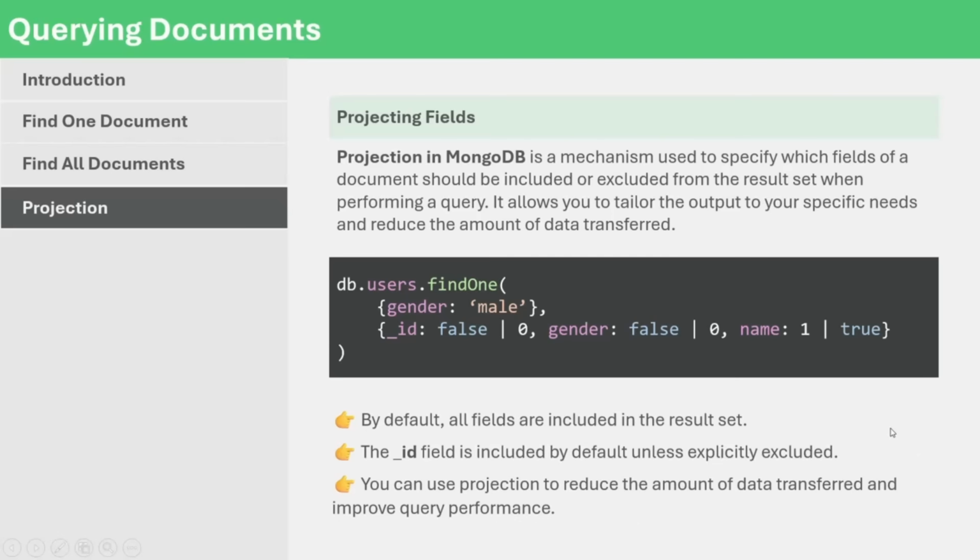So in this lecture, we learned how we can do a read operation on a collection in a MongoDB database. For that, we learned about two methods, the find method and the findOne method. And we also learned how we can project certain fields in the result set. This is all I wanted to cover in this lecture.